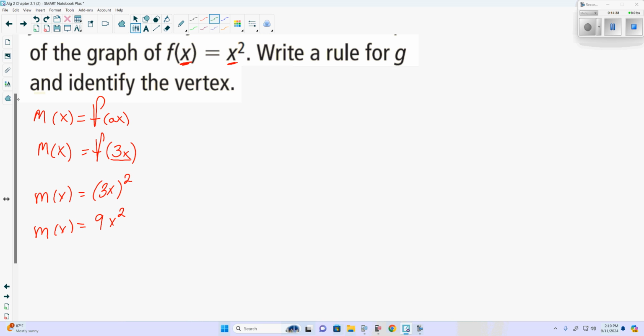Our second one was the reflection across the y-axis. And our reflection across the y-axis is our negative x. Normally, as we wrote it the first time, it was f of negative x. We're not applying it to f of x, we're applying it to m of x. So it's m of negative x. Now we're going to replace every x with negative x. So that means we'll still have the 9, but now we'll have negative x squared.